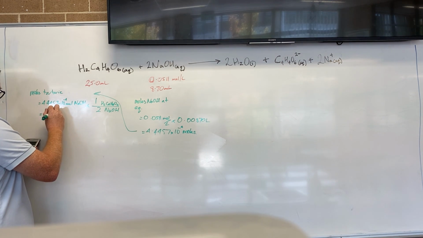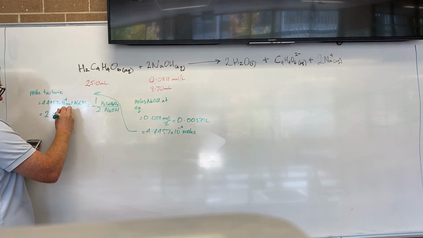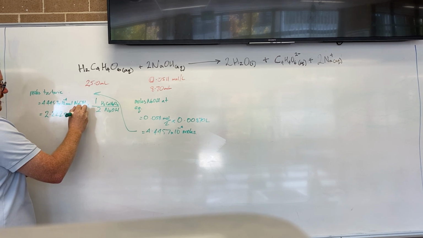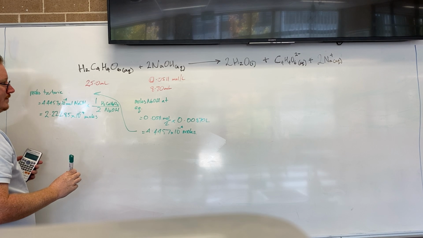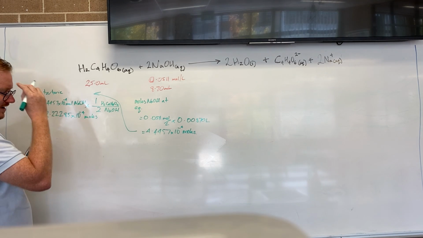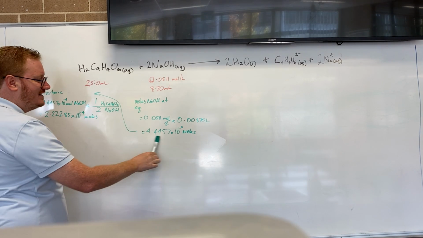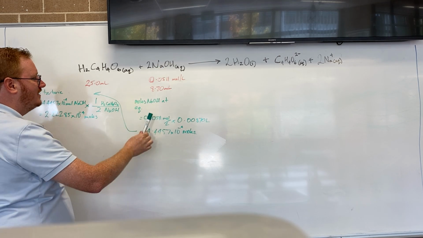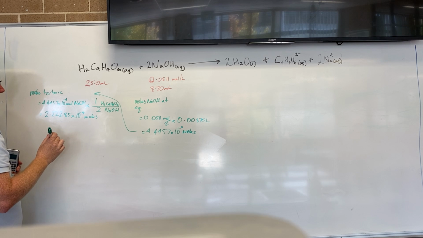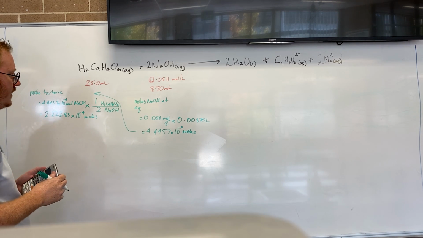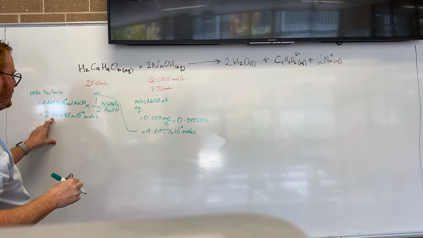Okay, 2.22285 times 10 to the negative 4 moles. Okay, so at equivalence, there was this number of moles of the sodium hydroxide, so therefore there was half as many moles of the tartaric acid. Okay, so we worked out how many moles.